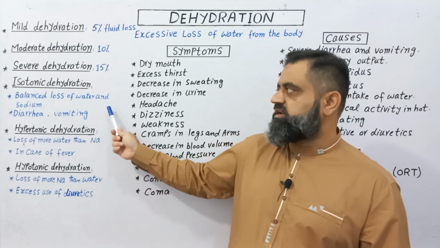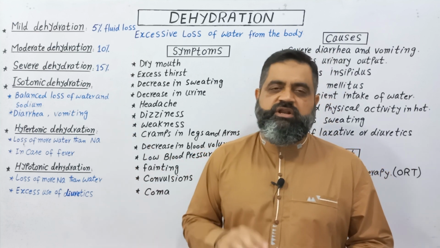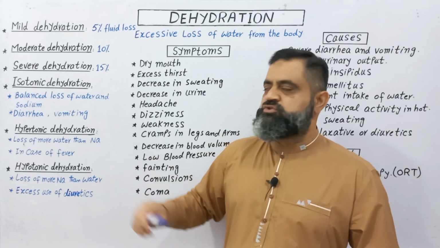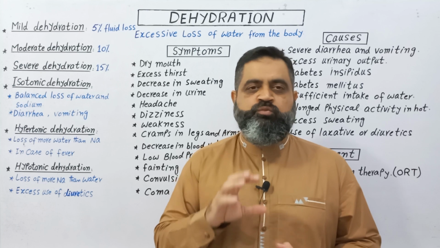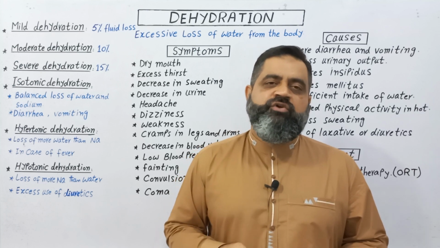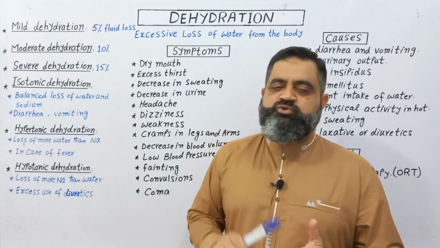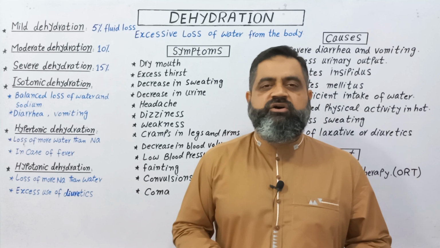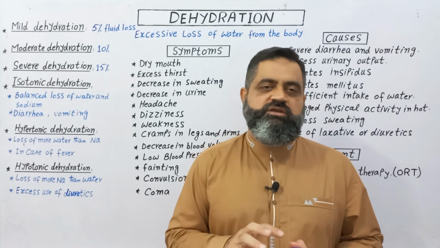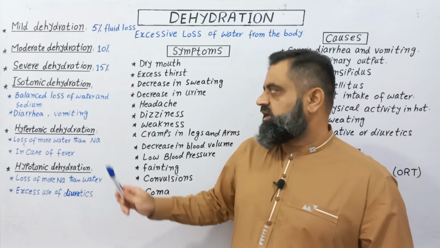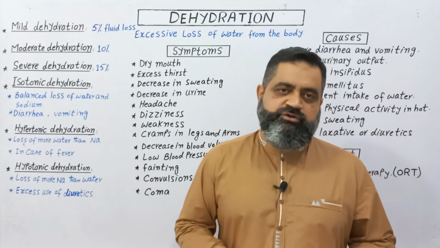Another type of dehydration is isotonic dehydration. In isotonic dehydration, there is a balanced loss of water and sodium. So both water and electrolytes, especially sodium, are removed from the body. This usually happens when a person is suffering from diarrhea or vomiting due to an infection in the digestive system of the human body.